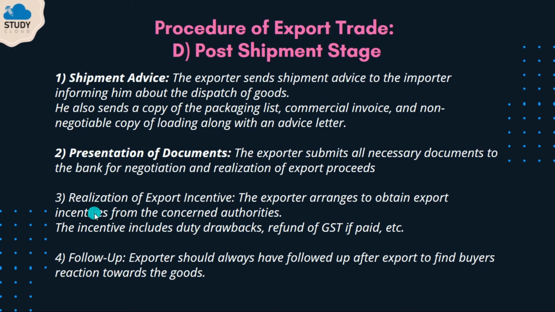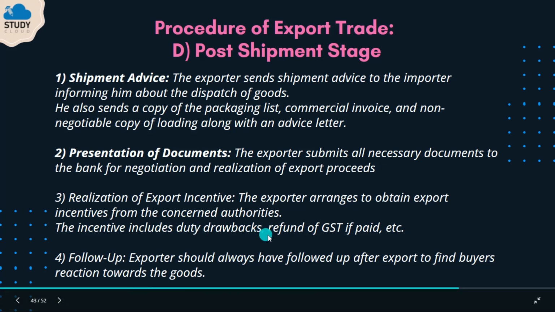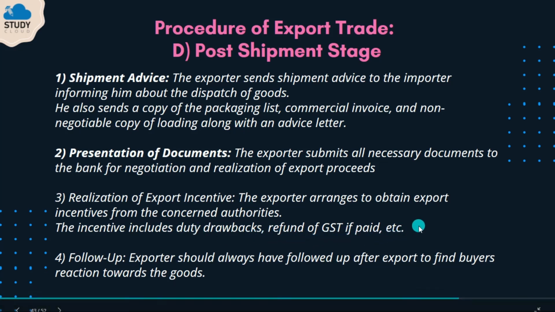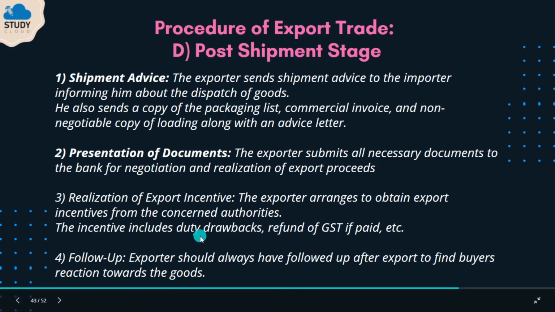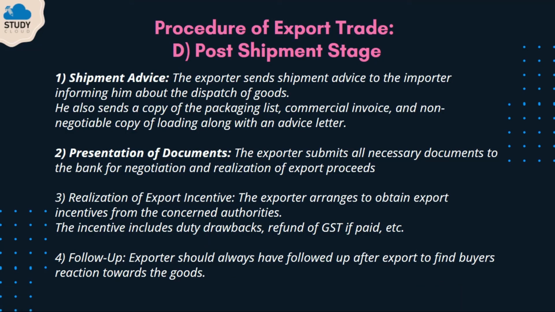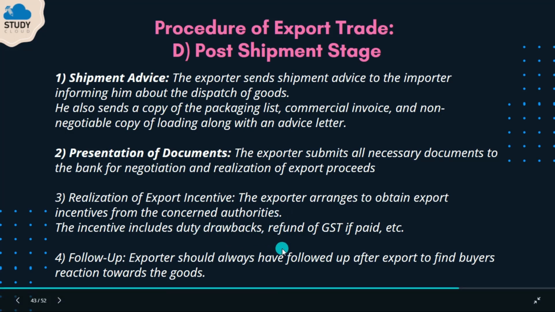Third is realization of export incentive. The exporter arranges to obtain export incentive from the concerned authorities. The incentives may include duty drawbacks, refund of GST if paid, etc. Duty drawback means an amount of excise or import duty remitted, means deducted, on goods exported. All these facilities can be provided by the local authorities or the government of the importer's country.